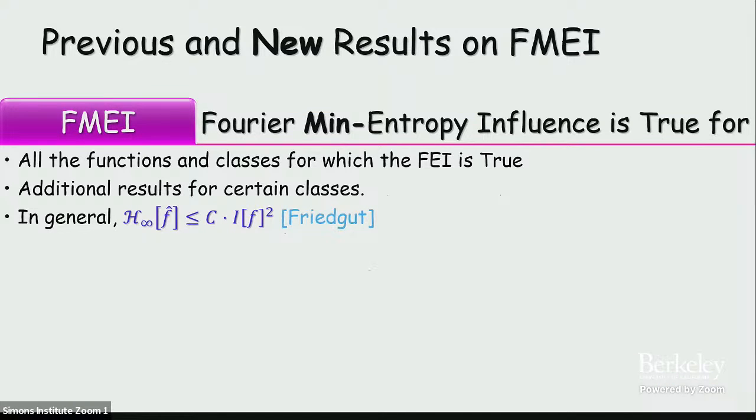Now there is something interesting that I want to show. Everywhere that we know the Fourier entropy conjecture works, the Fourier mean entropy one also works, because it's weaker. We have other classes, and in general, we know that the mean entropy is at most the influence squared. So let's see where we know this from.